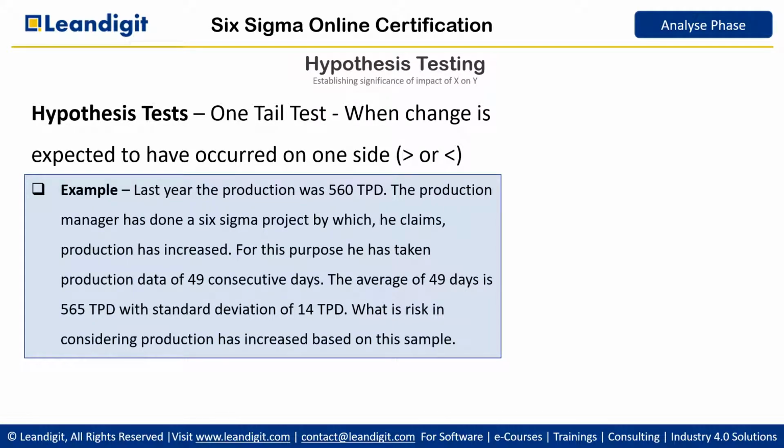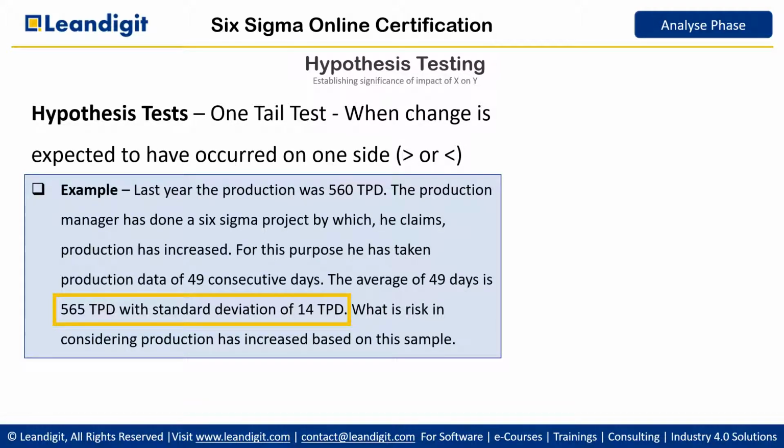For example, last year the production was 560 tons per day. Now the manager has done some Six Sigma projects and he claims production has increased. So production has increased, that means we are talking about a one-tail test. Production data of 49 consecutive days was collected. So our sample size is now 49. This sample has an average of 565 tons per day and a standard deviation of 14 tons per day.